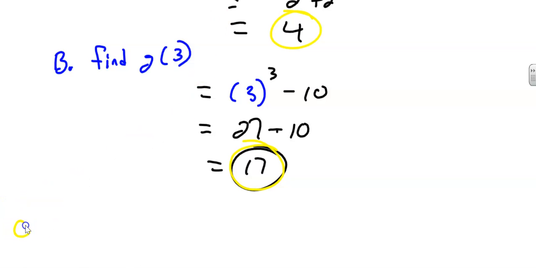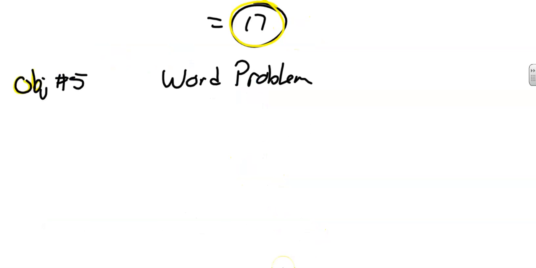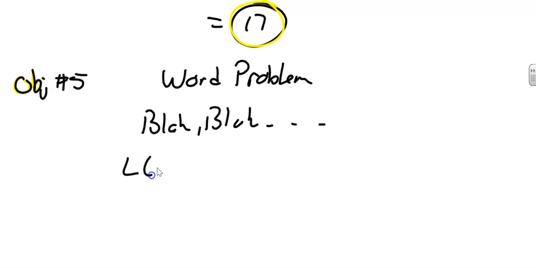So objective 5, oops, sorry. It's word problems. And they're going to say blah, blah, blah. And then here's an equation or a function: L of D equals 51 plus D. And they tell you that D equals 18.